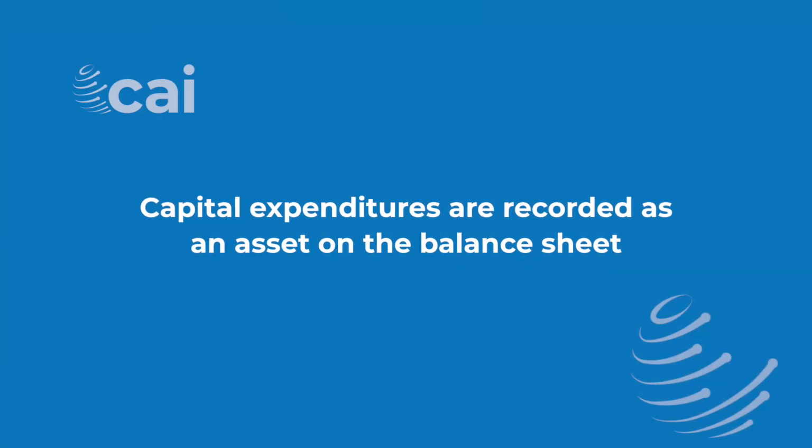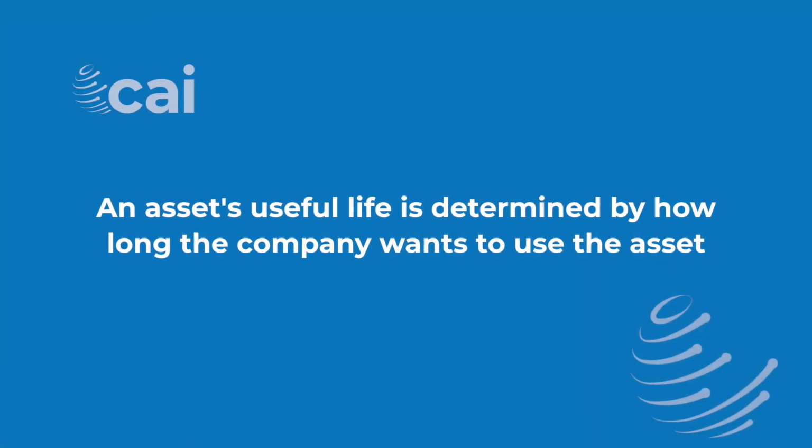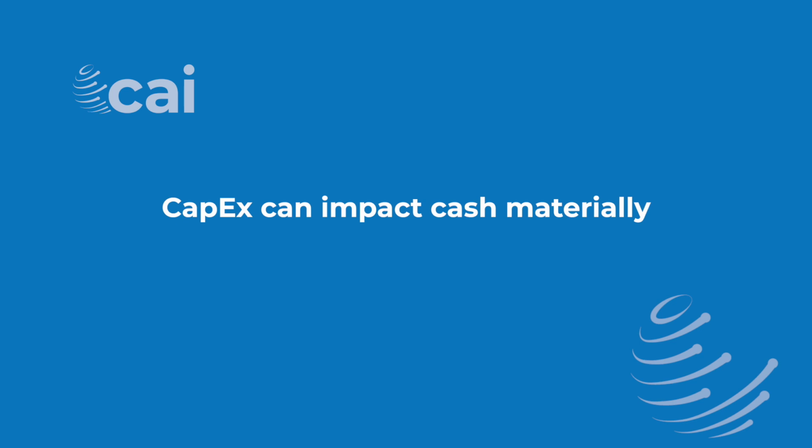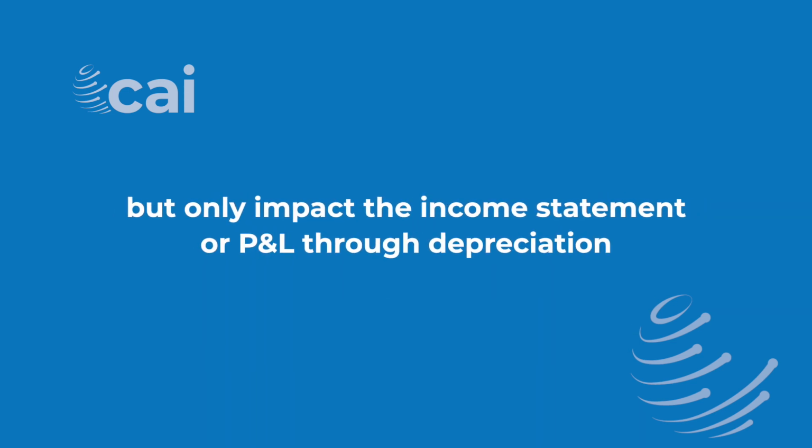Capital expenditures are recorded as an asset on the balance sheet and depreciated or expensed over time based on the asset's useful life. The asset's useful life is determined based upon how long the company plans to use the asset. So if the useful life of the asset is 5 years, it's going to hit the P&L over a 5-year time horizon as opposed to hitting the P&L all at once. CapEx can impact cash materially, but only impact the income statement or P&L through depreciation.